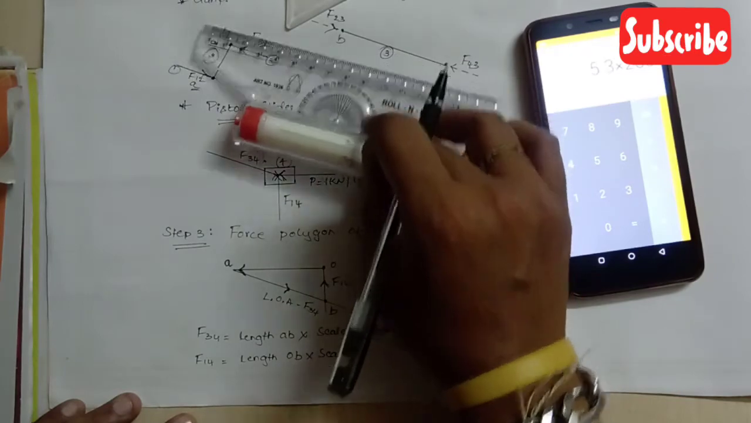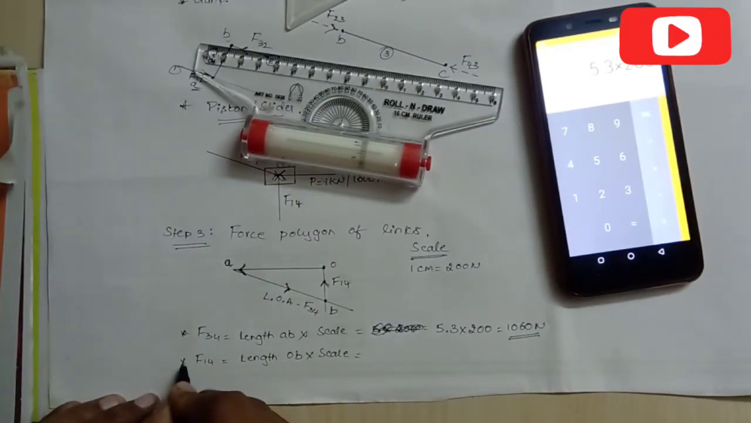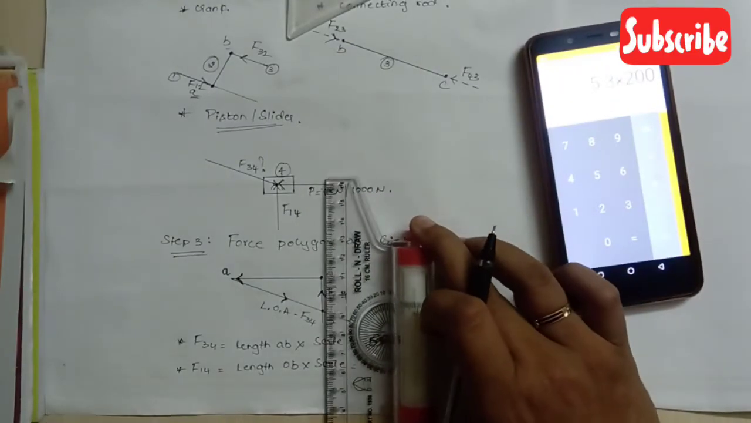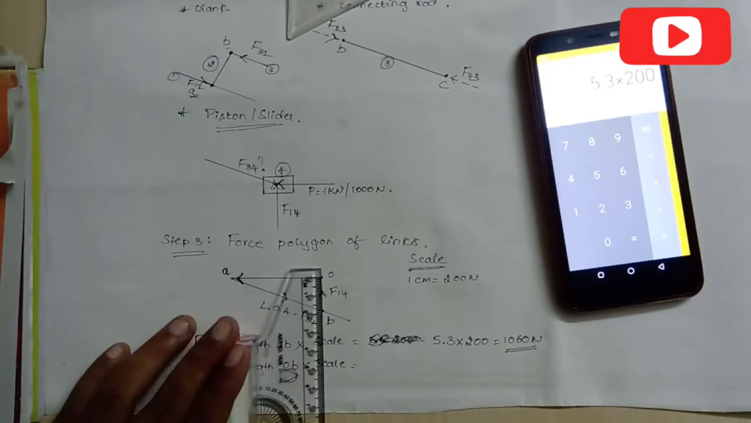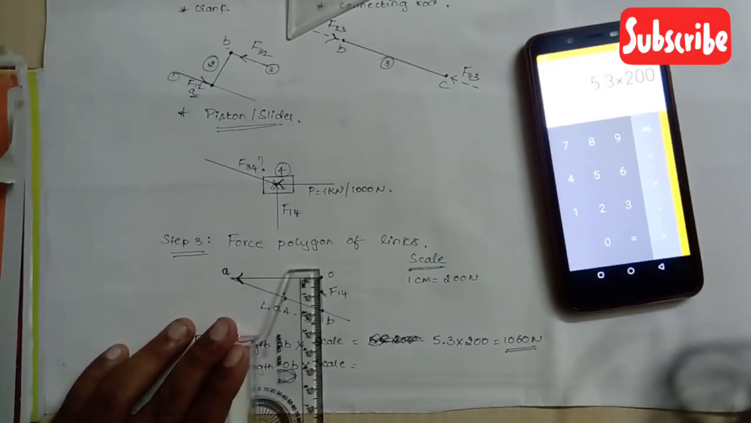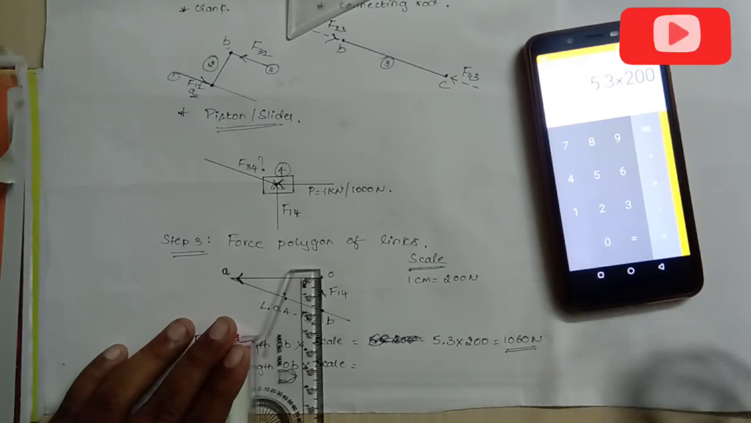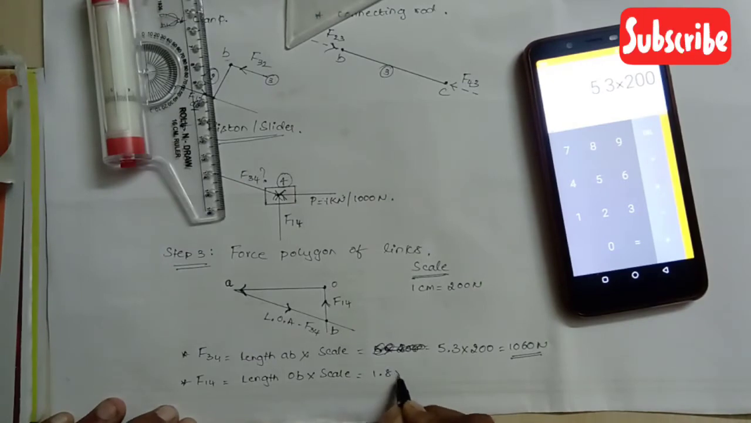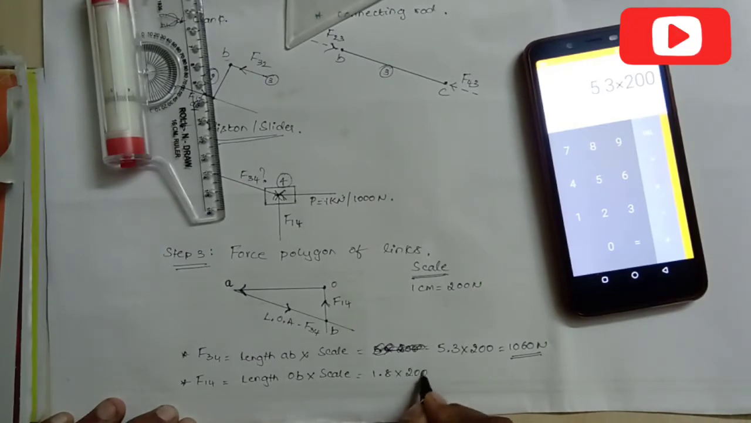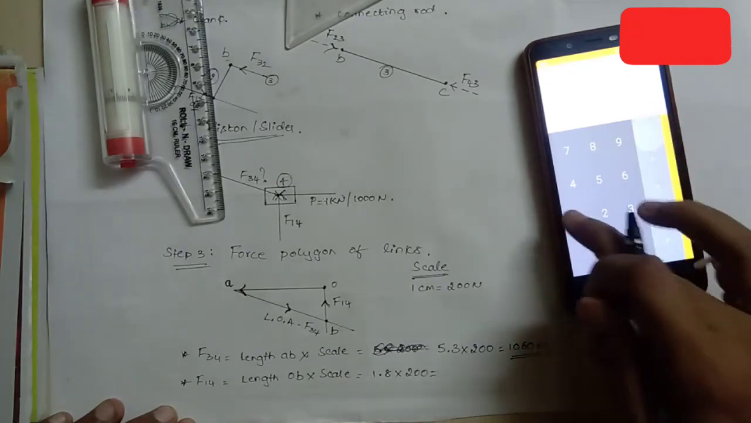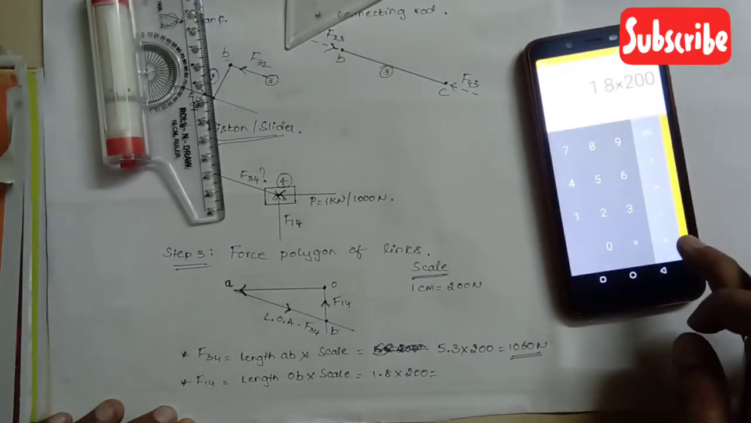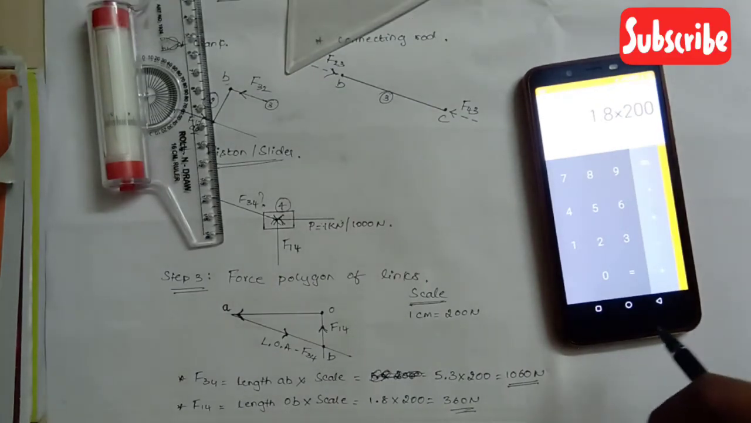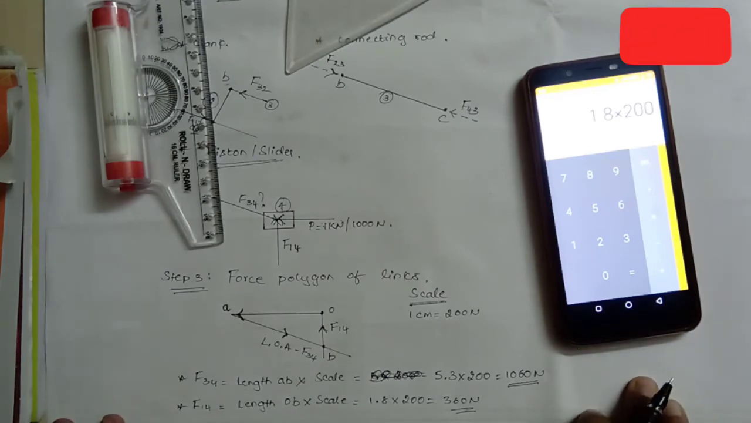Now I also need to find out the second force here, F14. I need to measure the length OB here. Now measuring this length OB, I have measured the length OB to be 1.8 centimeters. Keep this length in centimeters, multiplied by 200. Let's see what we will be getting as the answer. 1.8 multiplied by 200, you will be getting the answer as 360 Newton. Next, I will be drawing the force diagram of the crank as well as of the connecting rod here.